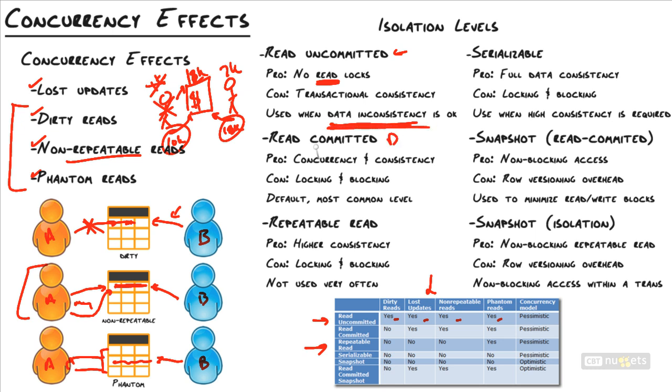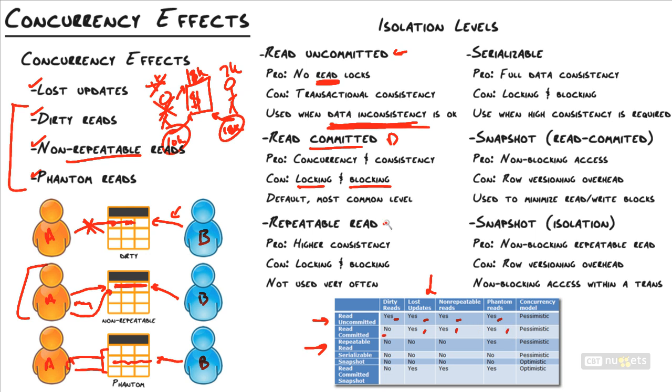Read committed is the SQL Server default. This is a good balance between concurrency and consistency. It issues locks, there's a potential for blocks, but it is the default and the most common level. We avoid dirty reads, we do have the potential for lost updates, non-repeatable reads, and phantom reads.